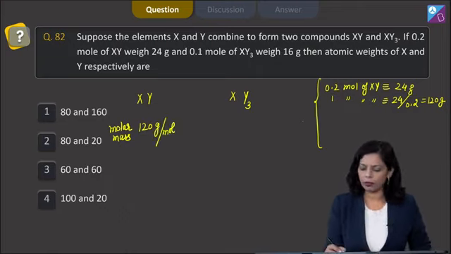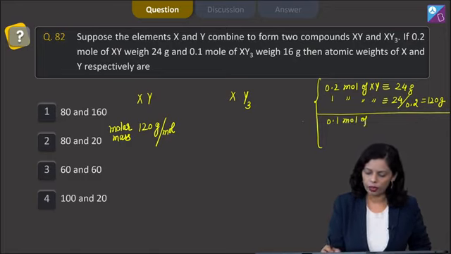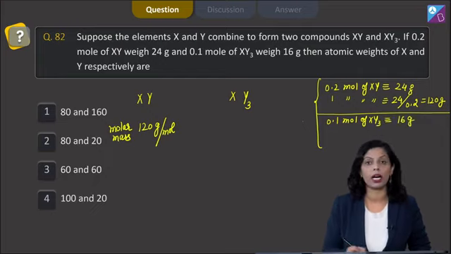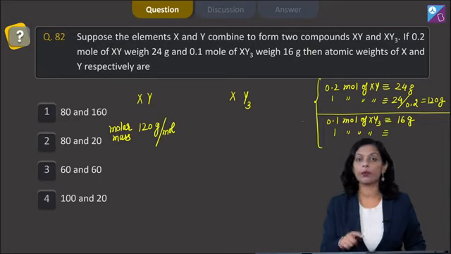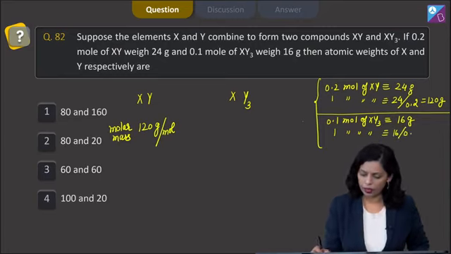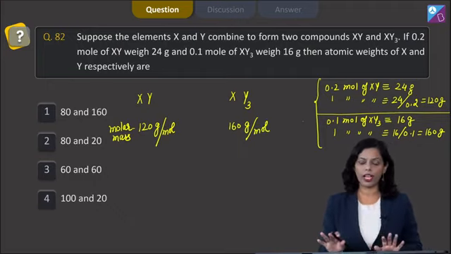Getting it? Now I'm going to do the same thing with XY3 as well. So as per the question, 0.1 mole of XY3 is giving me 16 gram mass, right? So what about 1 mole of XY3? Very true, 16 divided by 0.1, it is 160 gram. So the molar mass is 160 gram per mole. For both of them we have calculated.